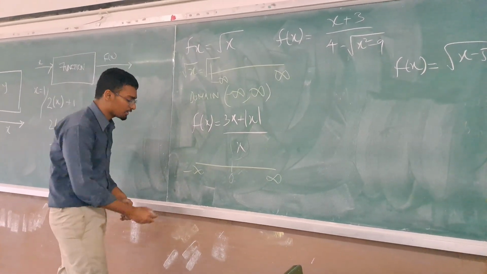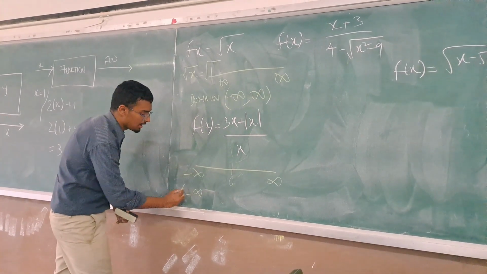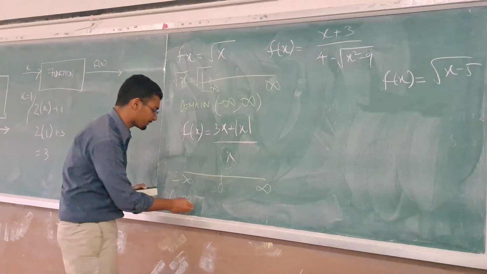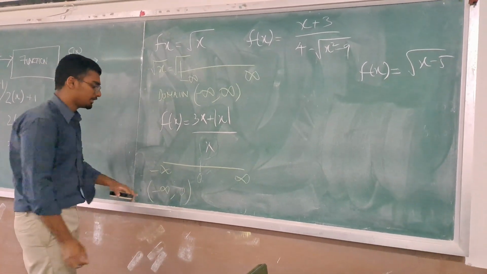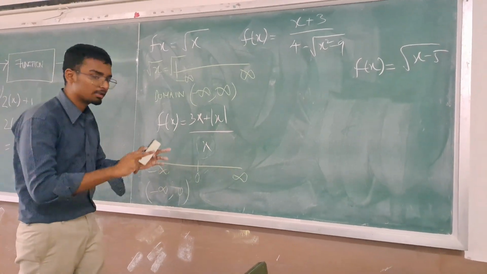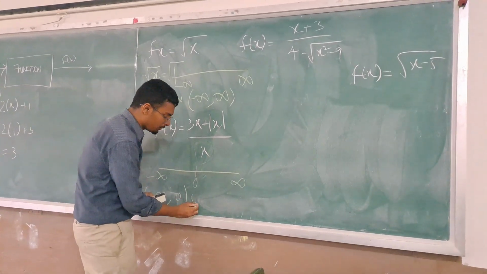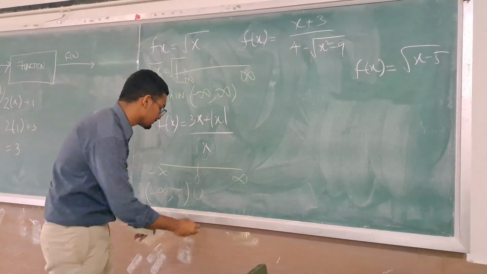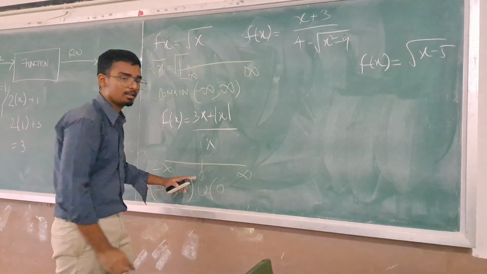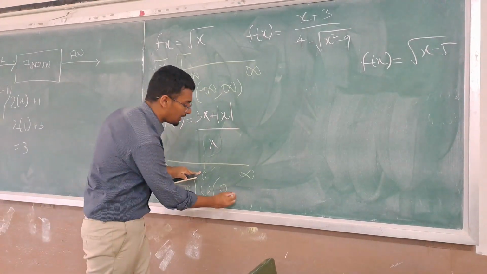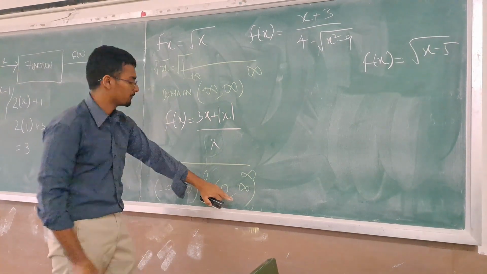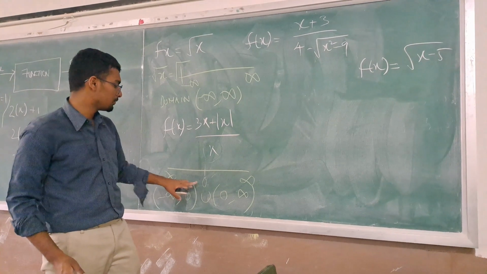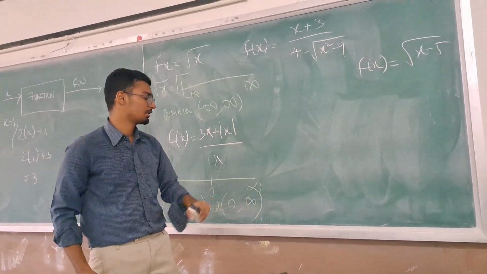So the interval becomes minus infinity to 0. This bracket represents not including the terms minus infinity and 0. These two are represented within this opening and closing brackets. And union with the second interval from 0 to infinity, where I am not including 0 and infinity also. So the domain will be minus infinity to 0, union 0 to infinity, not including these terms.